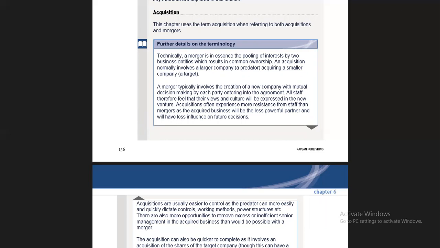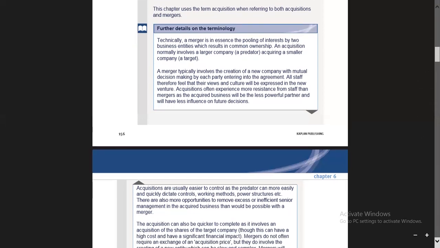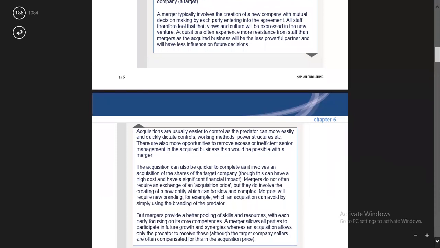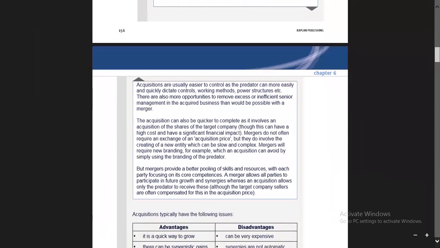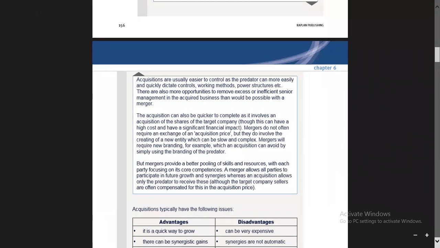So what is the difference between merger and acquisition? Merger is basically pooling the interest of two business entities. We are working for the same interests, and the ownership remains common. But in acquisition, the larger company, which is acting as a predator, acquires the smaller companies, and they get hold of that company. Acquisitions are usually easier to control as the predator can more easily and quickly dictate controls.